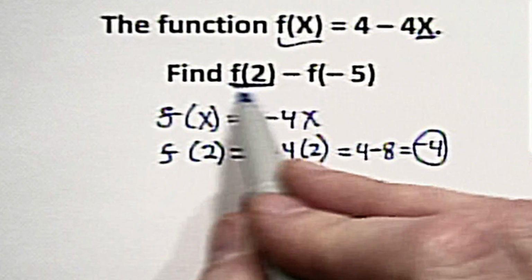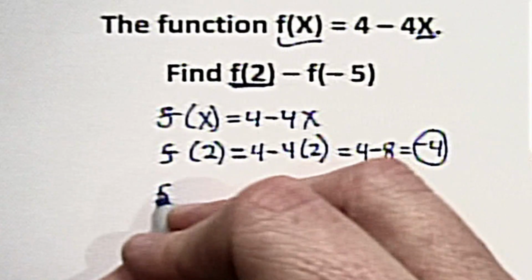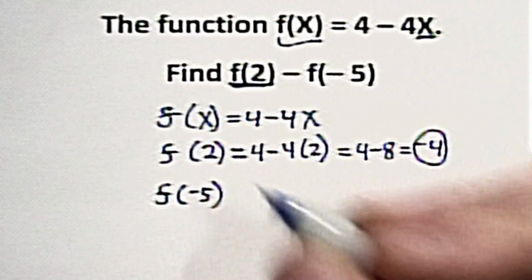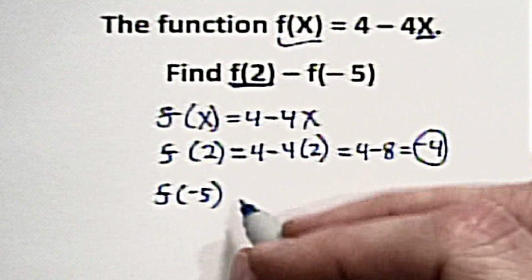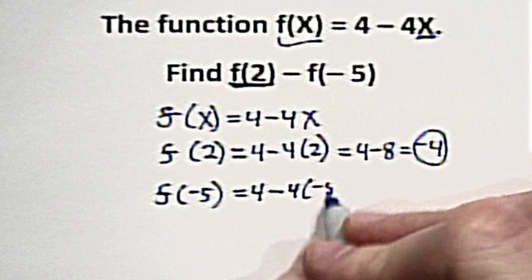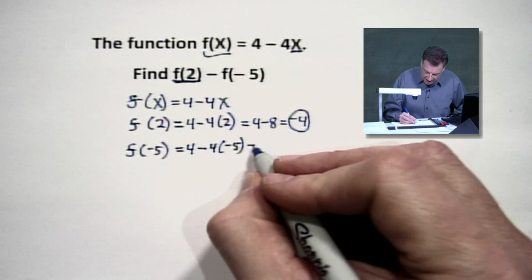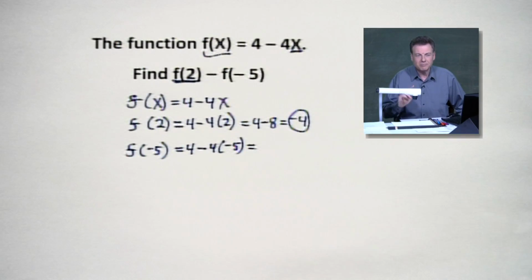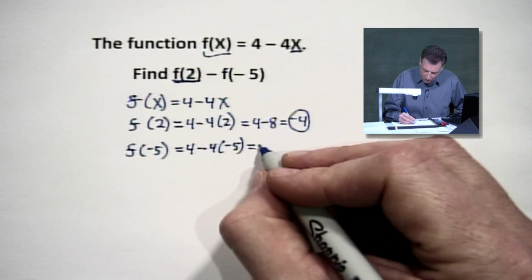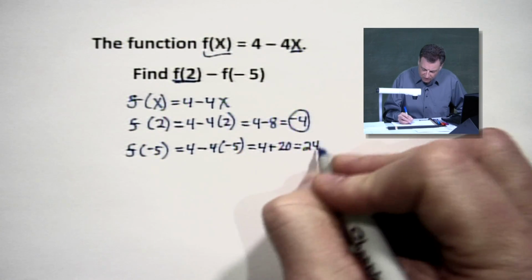That's half the problem right there. That's the f of 2. Now, let's go back and figure out what is this f of negative 5. Same function. We leave that 4 alone. We leave this 4 alone, but we put a negative 5 right there in the slot. We're going to multiply those together, and that is going to give us a positive 20. So here we go, 4 plus 20, which gives us 24.